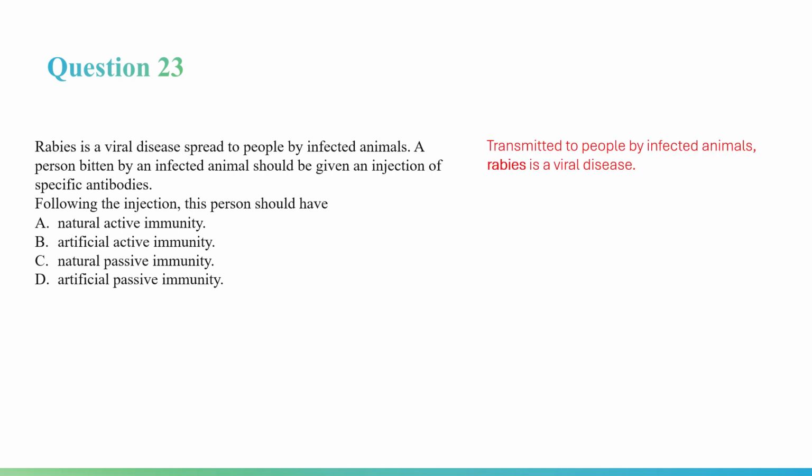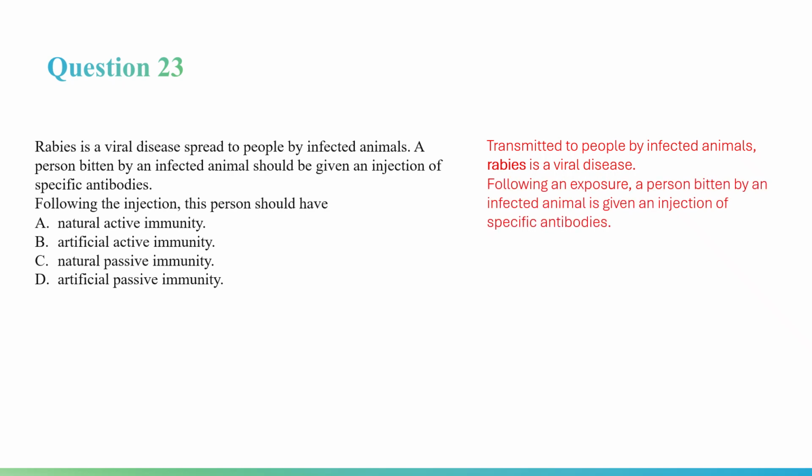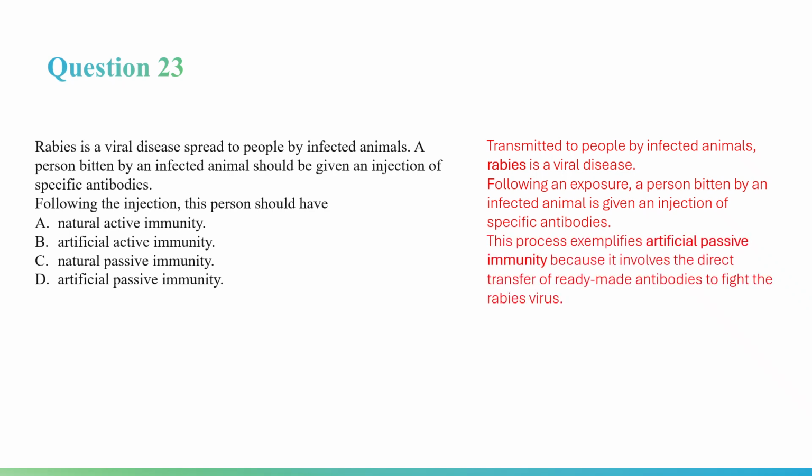Transmitted to people by infected animals, rabies is a viral disease. Following an exposure, a person bitten by an infected animal is given an injection of specific antibodies. This process exemplifies artificial passive immunity because it involves the direct transfer of ready-made antibodies to fight the rabies virus.